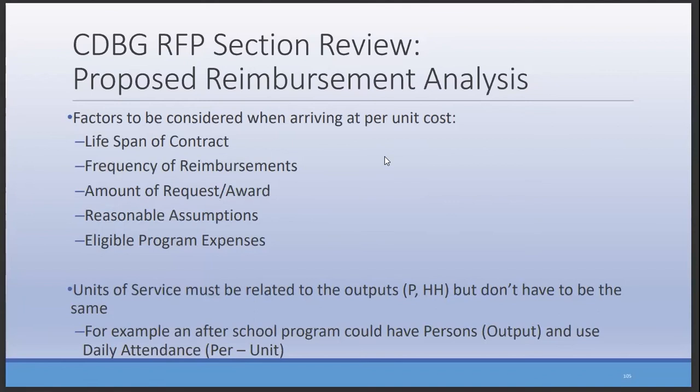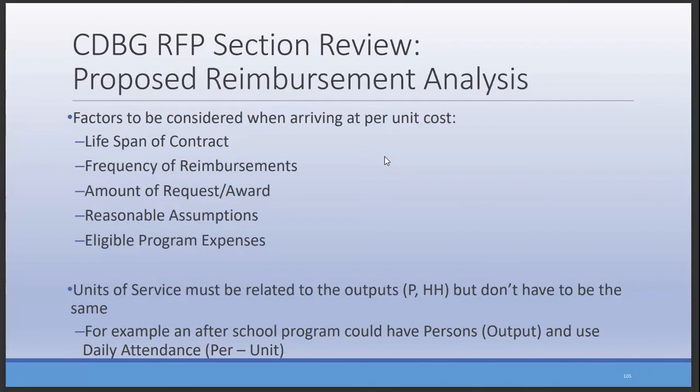Factors to consider when arriving at your per unit costs include the following: the lifespan of a contract. All non-construction projects would be for a year. The frequency of the reimbursements. There should be a reasonable amount of work associated with each unit. For example, the number of meals provided would likely have more units of service than the number of workshops completed for first-time homebuyers. The amount of your request or award.